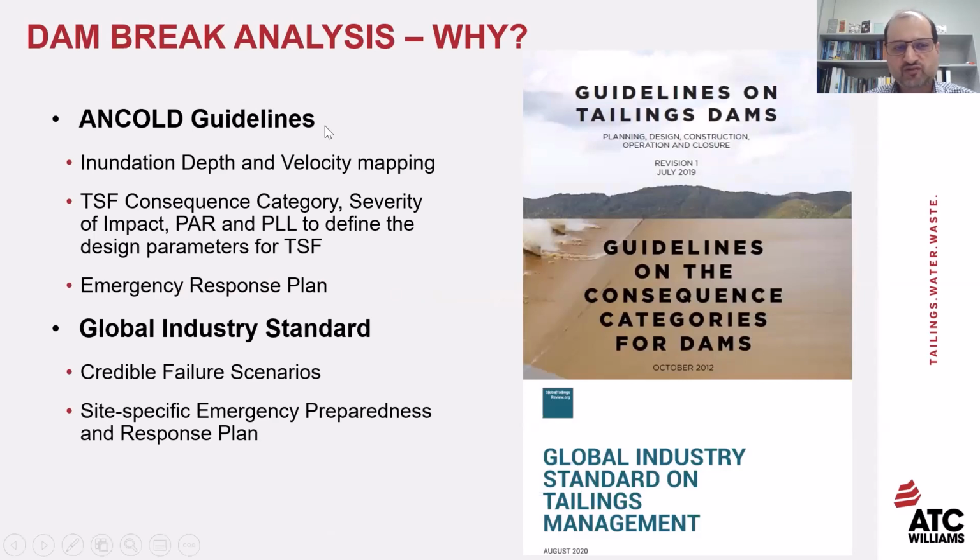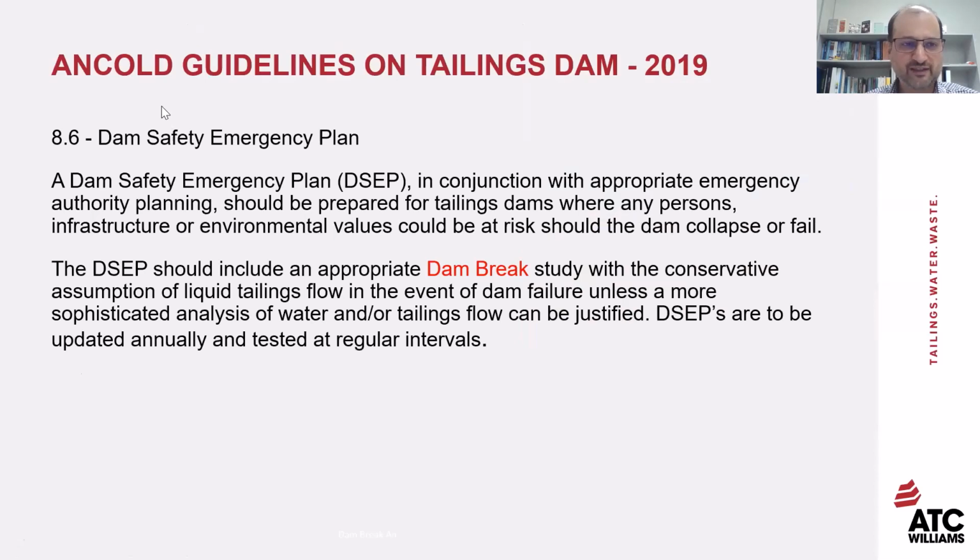The guidelines that we usually use in Australia are the ANCOLD guidelines, the guidelines on tailings dams and the consequence category assessment for dams. They require that inundation depth and velocity mapping for the tailings dam be prepared and studied. The consequence category, severity of the impact, population at risk, and possible loss of life are to be defined in the design as the design parameters for the TSF, and then an emergency response plan is to be prepared for the TSF. More recently, the GISTM standard also requires that a credible failure scenario should be defined for the tailings dam, and then a site-specific emergency preparedness and response plan should be prepared for any TSF storage facility.